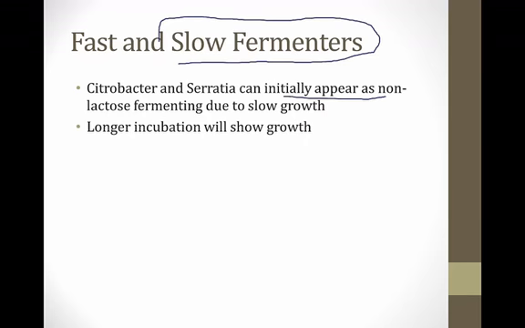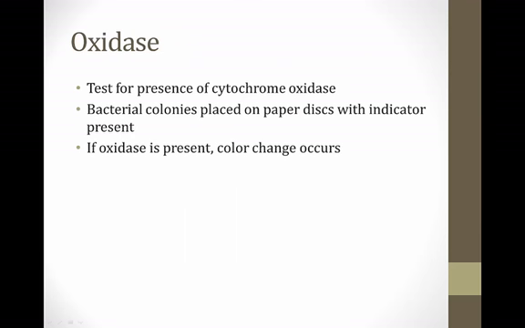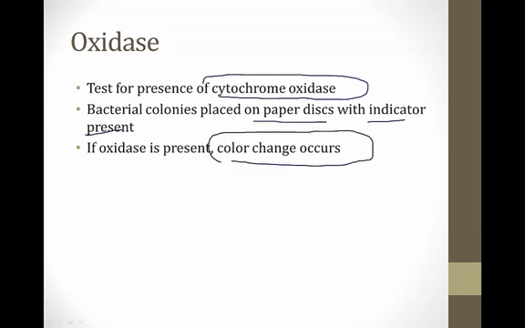The oxidase test is a test for the presence of an enzyme called cytochrome oxidase. So it's very simple to do. You take bacterial colonies and you place them on paper discs which have an indicator present for the presence of oxidase. And if it's present, you will see a color change occur. And then you know you're dealing with an oxidase positive bacteria.